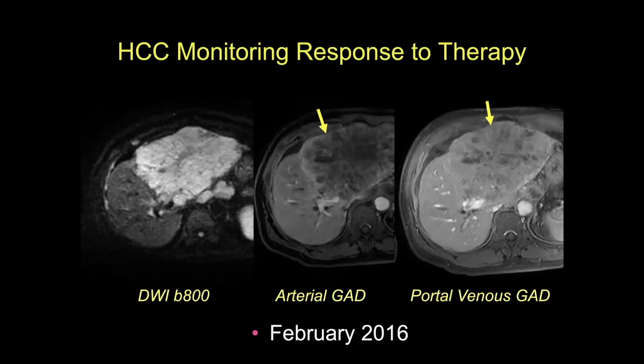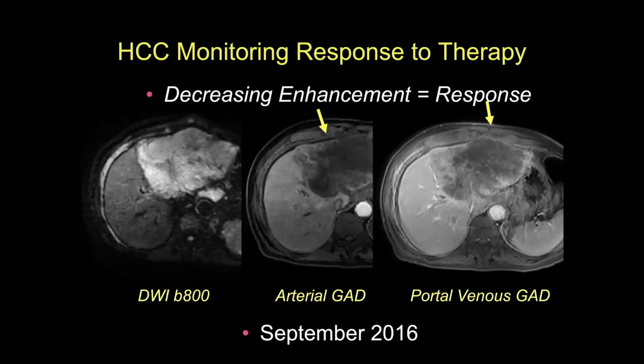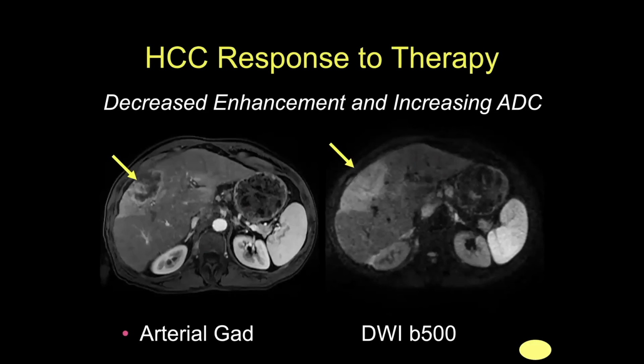We can use diffusion on the left, arterial enhancement in the middle, or portovenous enhancement on the right. This is February before treatment. The patient then came back in September, and you can see that the tumor shows diminished enhancement. So decreasing enhancement with gadolinium represents response. That's lesson number 1. There's another parameter we can use, however, and that's diffusion.